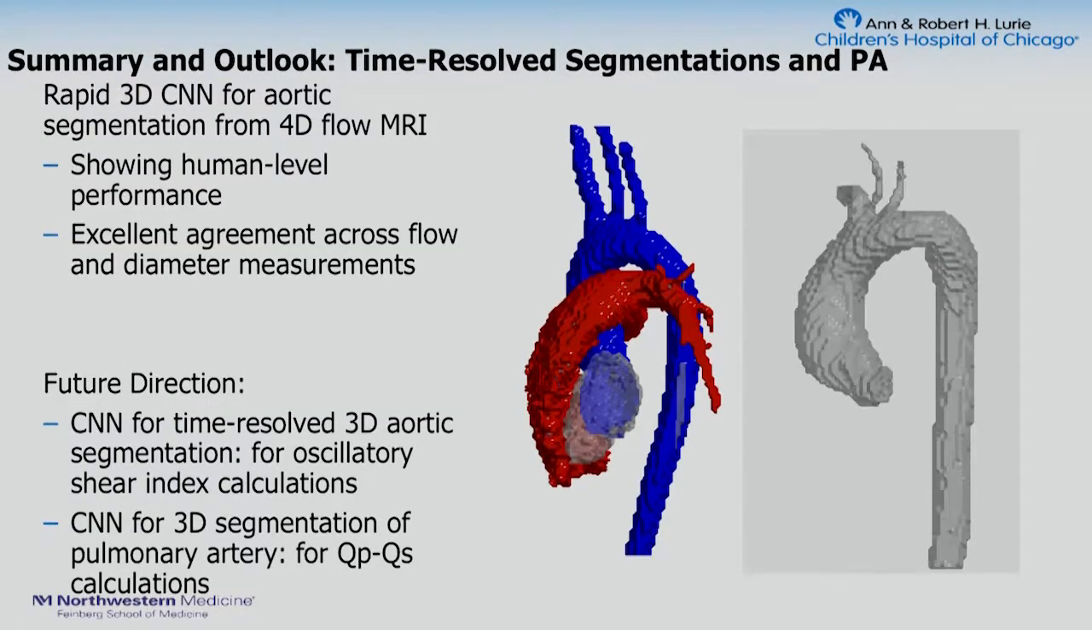By providing rapid and accurate aortic flow and diameter metrics, our CNN was able to improve the repeatability and clinical feasibility of 4D flow MRI. Future direction of this study is to validate our current CNN to generate time-resolved aortic segmentations for oscillatory shear index calculations, as well as to further develop CNNs for other vasculature, like the pulmonary arteries, for Qp-Qs calculations. Additionally, we hope to expand the generalizability of our model across multiple vendors and centers through a multi-center study.